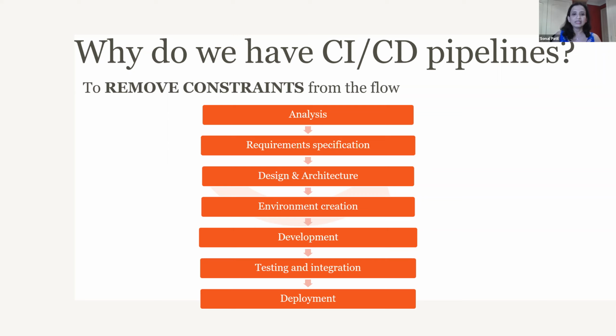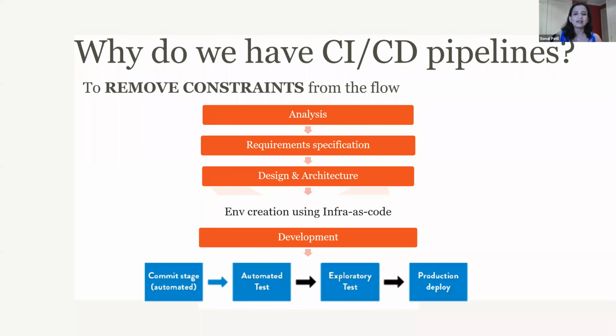With DevOps, we start removing constraints. Let's remove the one that says environment creation by writing infrastructure as code. Now the development team is not constrained by the IT infrastructure team. Next, I'm going to remove testing and integration and deployment by adding CI/CD pipelines. Now, the delivery to the customer is not constrained by sign-off from a test team, neither is it constrained by deployment by an infrastructure team. Every change that the team commits is tested and automatically deployed to production, delivering value to the customer.